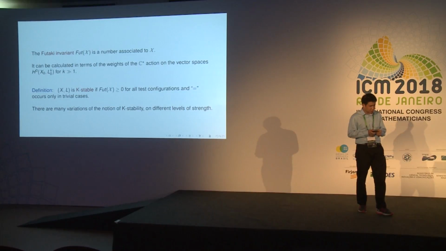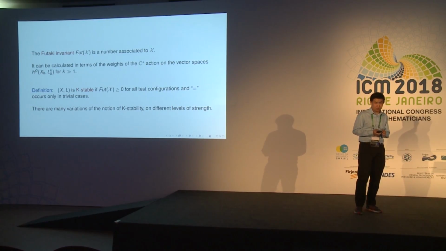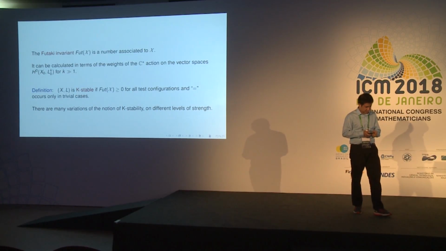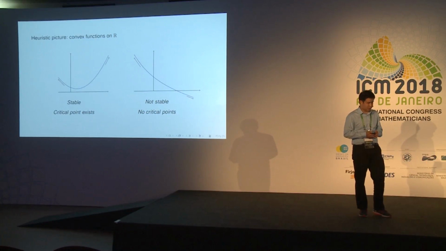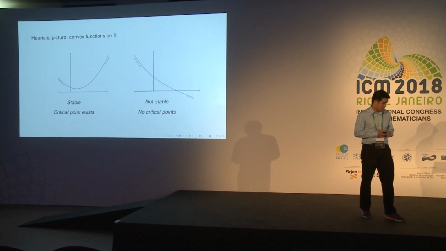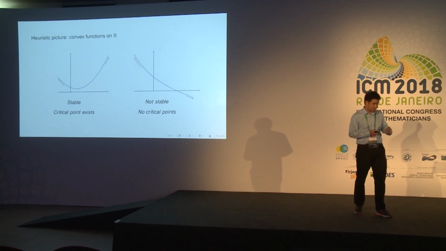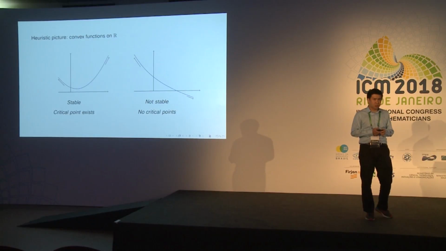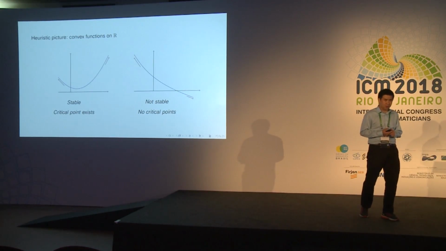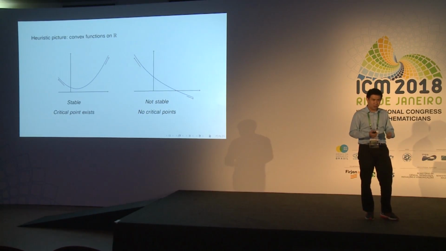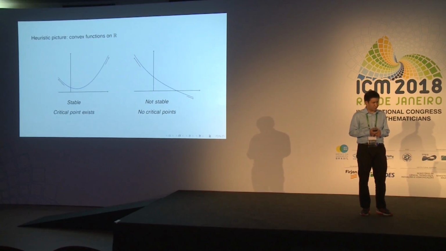There are also many variations of the notion of K-stability on different levels of strength. We will see a few later. But the heuristic picture can be explained here in terms of a one variable convex function. To be more precise, I consider a strictly convex function. The picture on the left and on the right differ by whether they have a critical point or not. On the left you have one, on the right you do not have one.